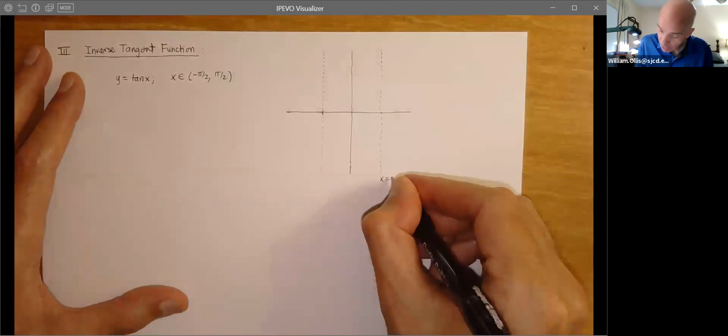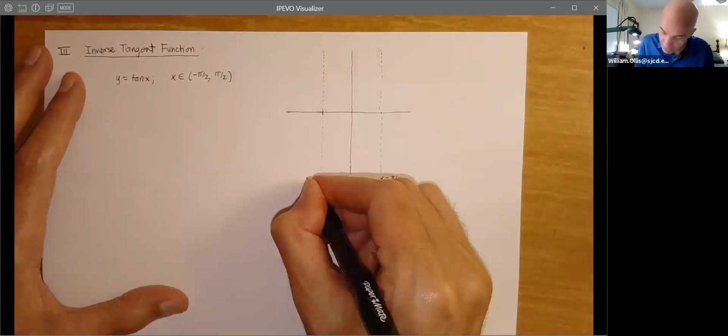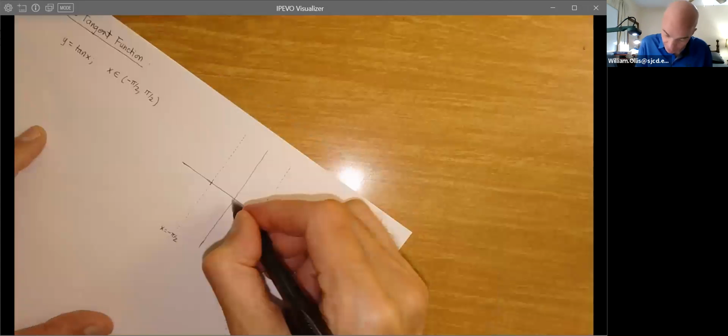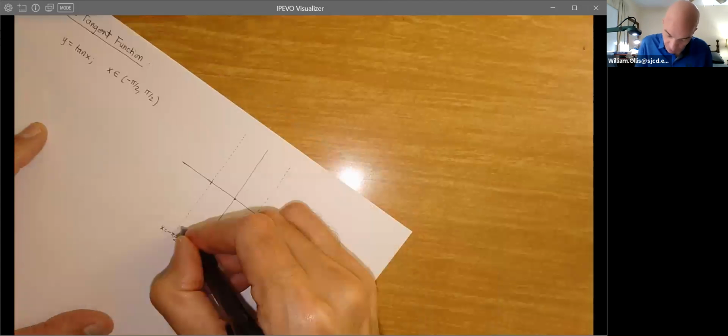So x equals pi over 2, x equals negative pi over 2. Remember, this is a nice increasing branch. This is our friend.